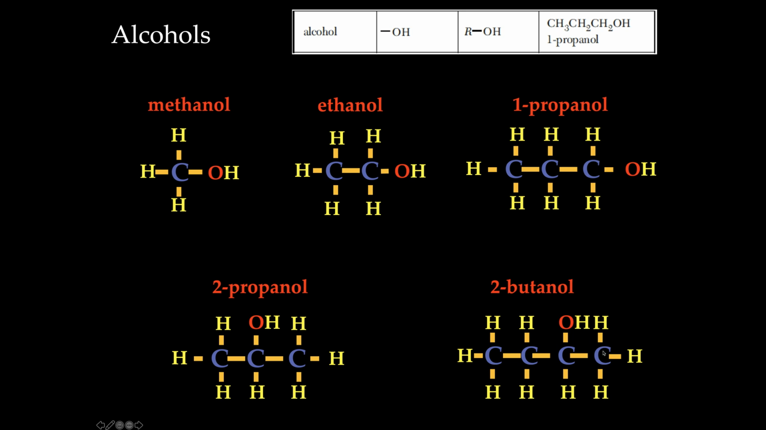2-butanol says that the OH is bonded 2 carbons in from the end. By the way, it would have the same name if the OH was bonded here, here, or here. It would still be 2-butanol.